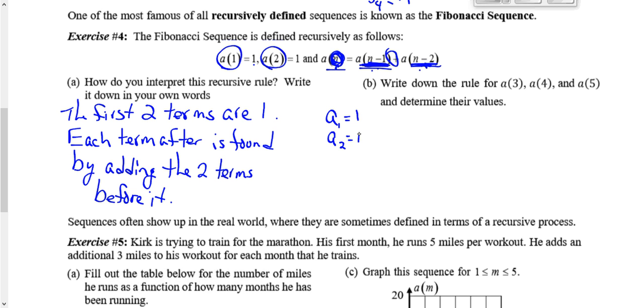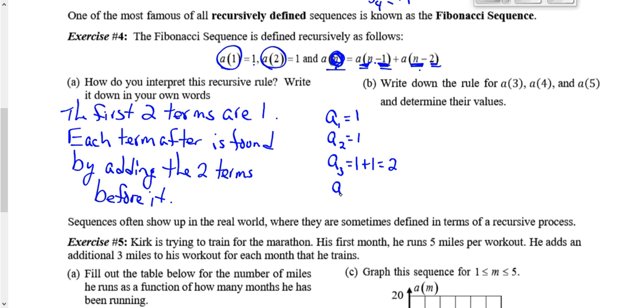How's this, guys? So we got two terms of the sequence. Now let's find the third term. How do we find that term? It says to add the two previous terms, right? So what are the two previous terms? 1 plus 1, which equals 2.